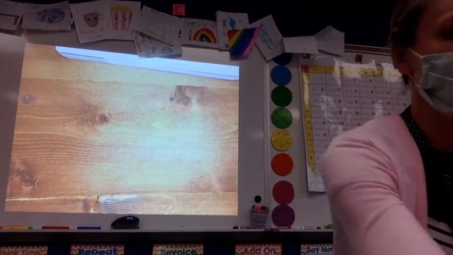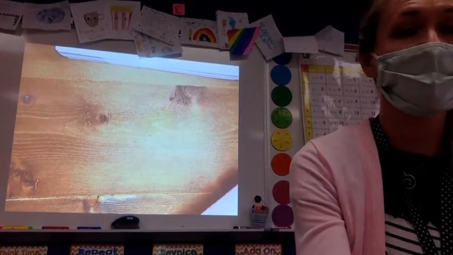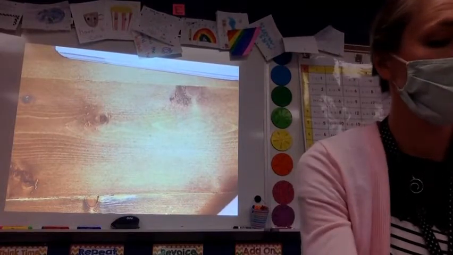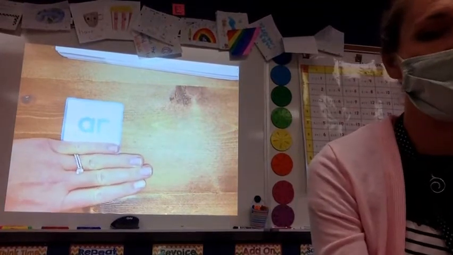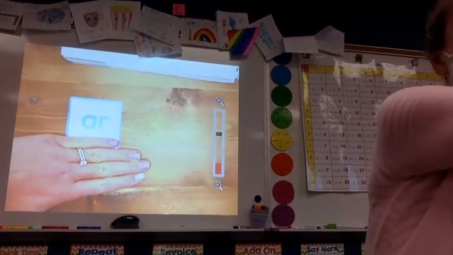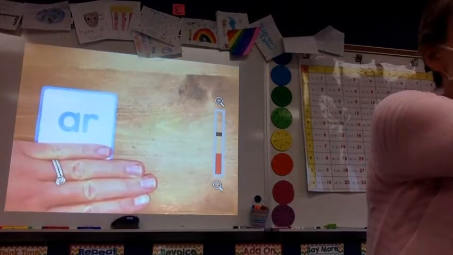Third graders, I want us to start today. We're going to look at some vowels, but paired with R. So if you saw this, what would you say? If you saw this in a word, what would you say?